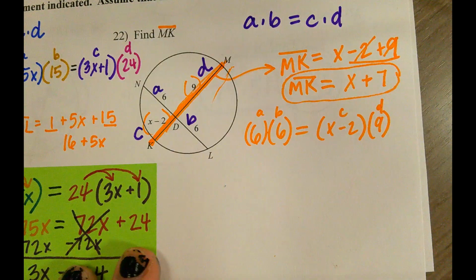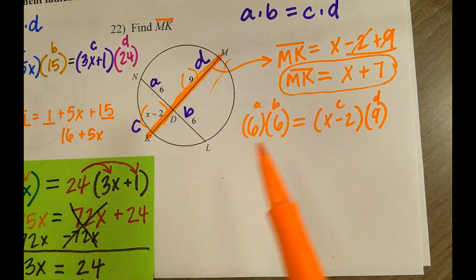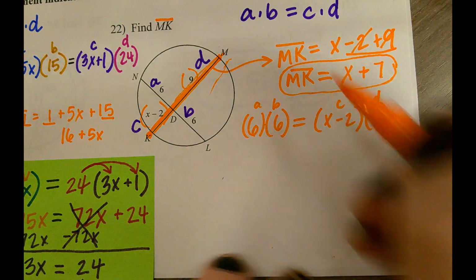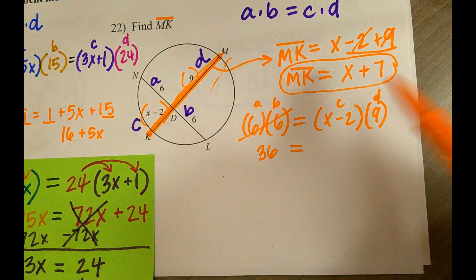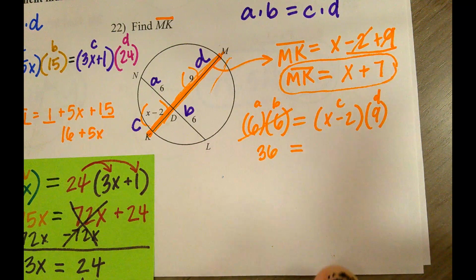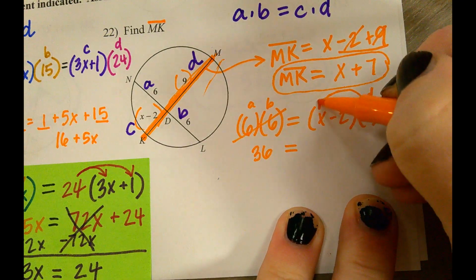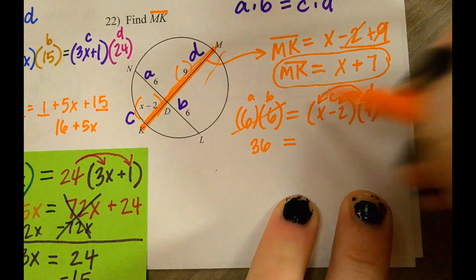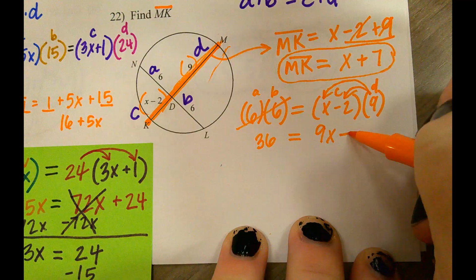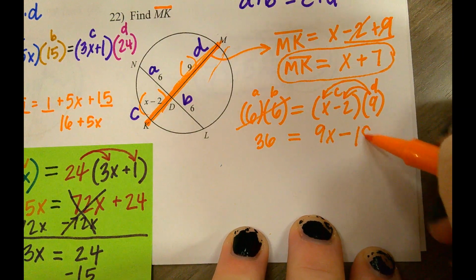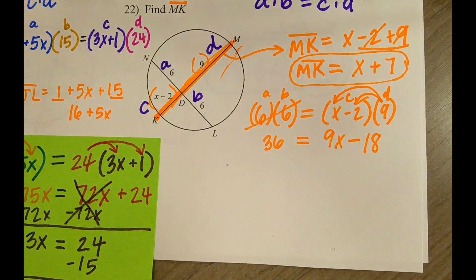Now we can start solving. So we'll go one side at a time. What is 6 times 6? 36. Good. Equals. What do I do to multiply these two? Distribute. Yes, distribute. So 9 times x gives us 9x. 9 times minus 2, negative 18. So now I have 36 equals 9x minus 18.